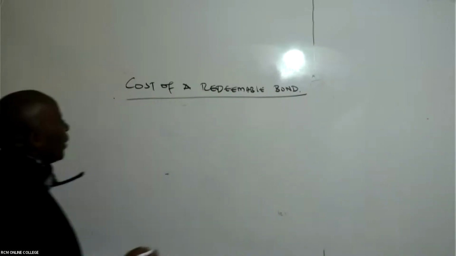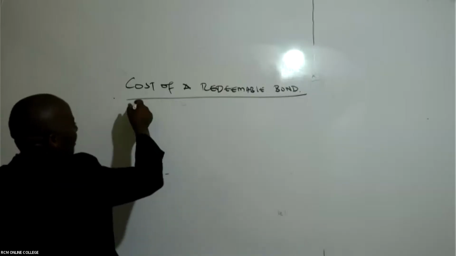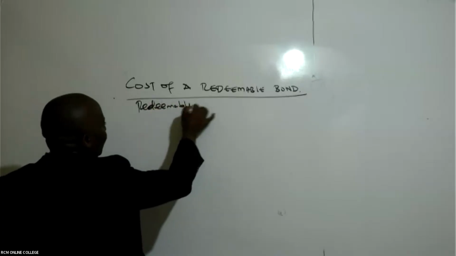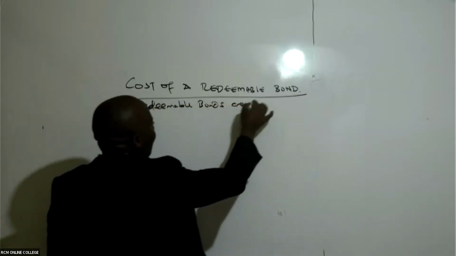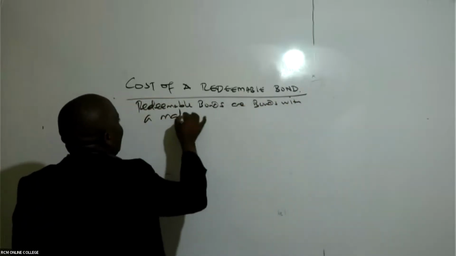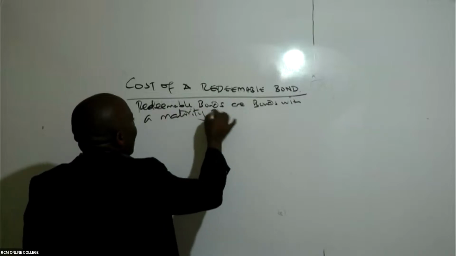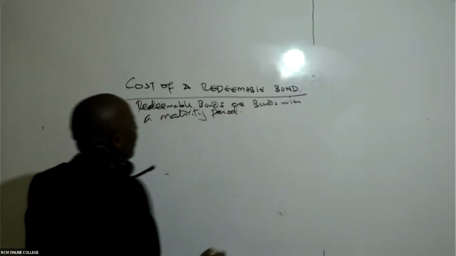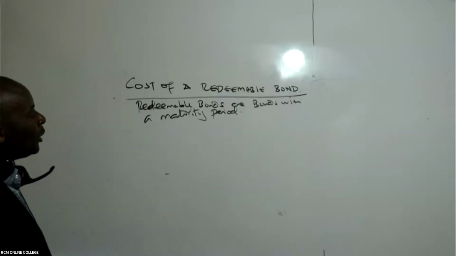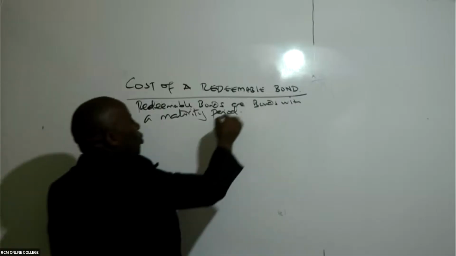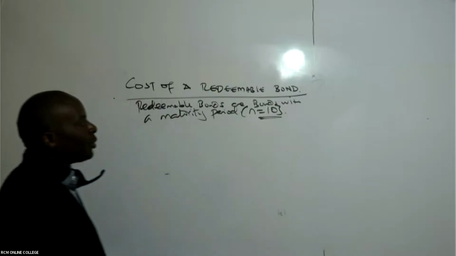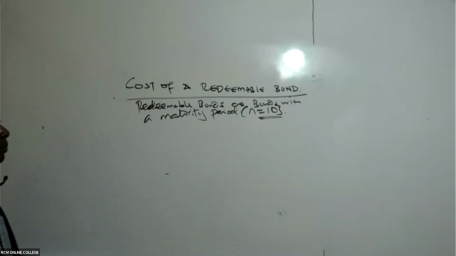All right. So whenever you hear a bond has a maturity period, redeemable bonds are bonds with a maturity period. Bonds with a maturity period, we call them redeemable. Like in this question, they have told us the number of years for the bonds to be redeemed, the redemption years, which is 10 years. So it's a redeemable bond.